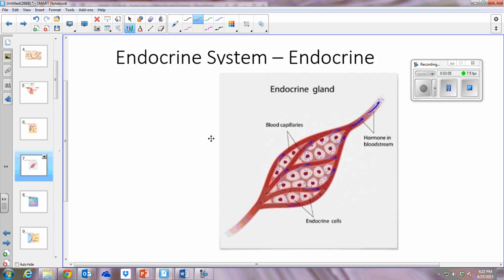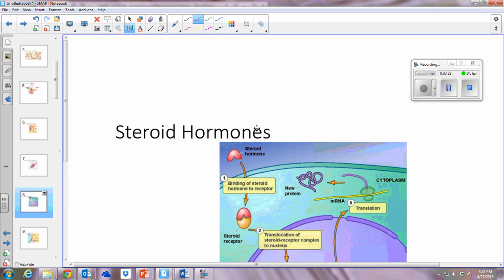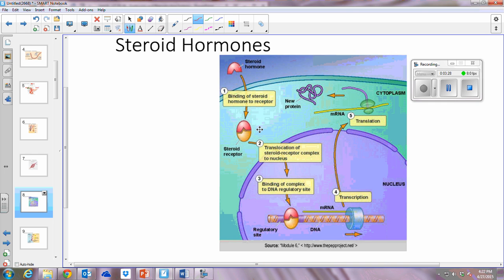An endocrine gland secretes the hormone directly into your blood. And so several of your glands are this example. I use the pancreas a lot. The pancreas is an example of an endocrine and an exocrine gland. And the pancreas will actually put insulin or glucagon directly into your blood. You have two different kinds of hormones.